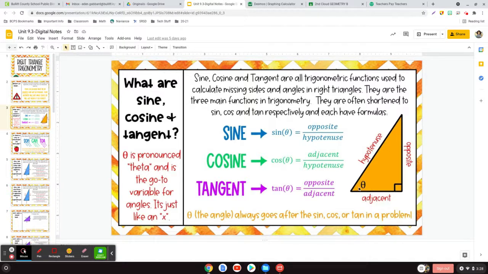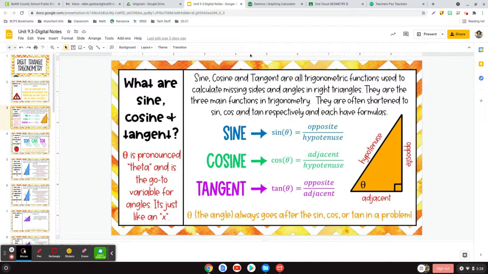So this is our variable angle, our theta here, and we can always label our hypotenuse first because it's directly across the triangle from our right angle. Next, our opposite side is directly across from the angle that we're working with, and the adjacent is the third side.